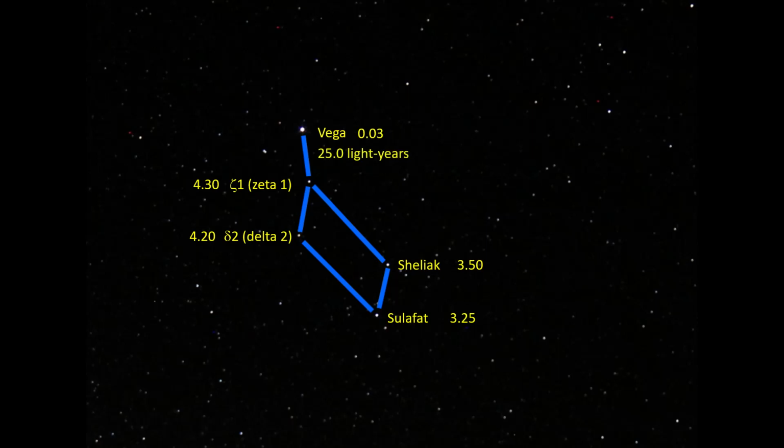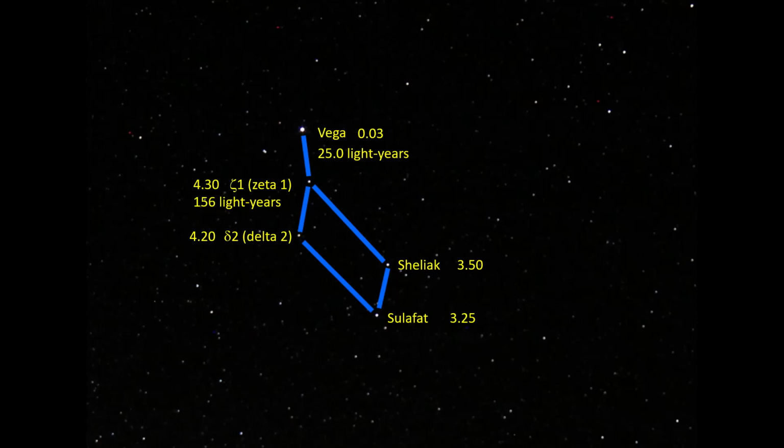Well, turns out Vega is somewhat close to us. 25 light years may not seem close when you think about what a light year is, but for stars it is, especially when you think it's 100,000 light years from one side of the Milky Way galaxy to the other. Zeta 1 is the next nearest star. It's a lot farther away than Vega. It's 156 light years away.